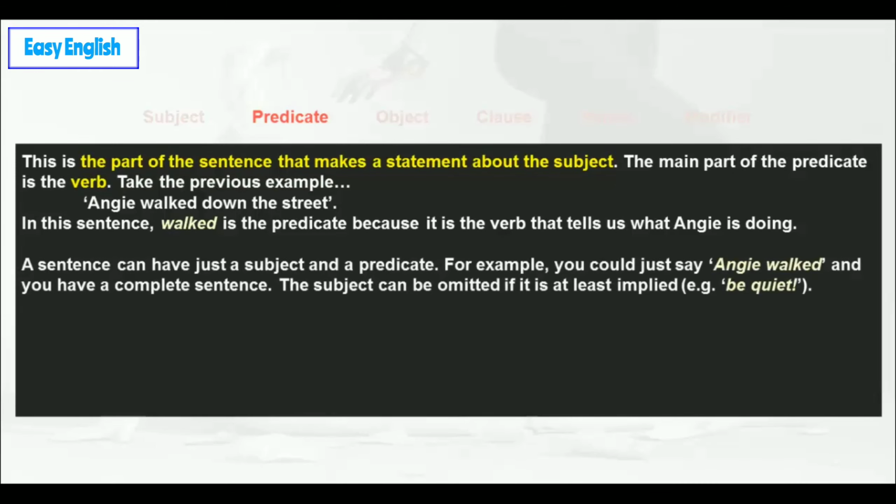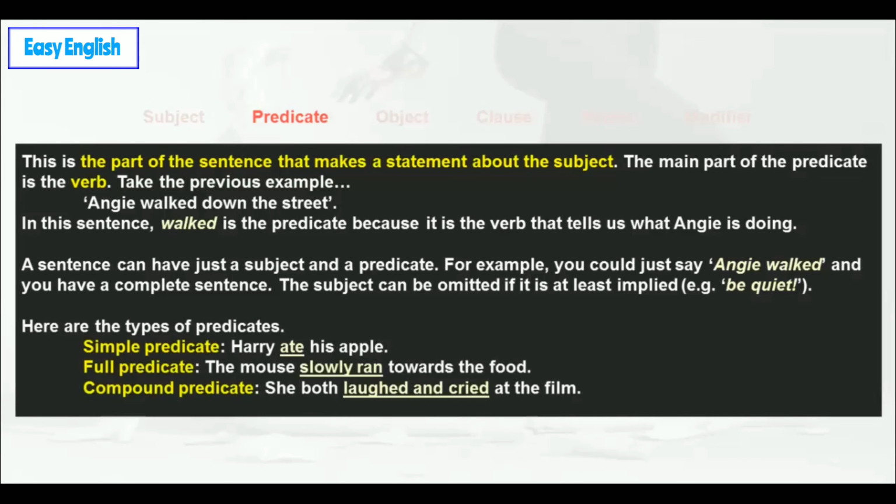A sentence can have just a subject and a predicate. For example, you could just say, Angie walked, and you have a complete sentence. The subject can be omitted if it is at least implied. For example, be quiet.